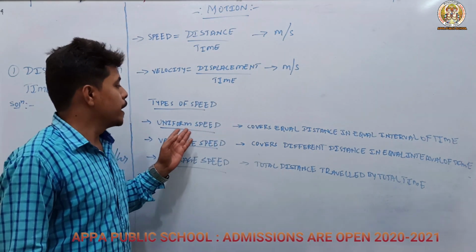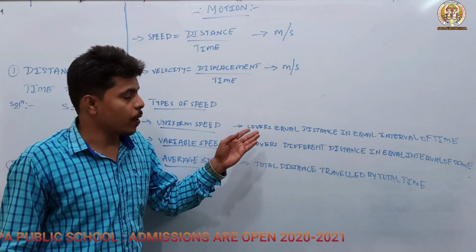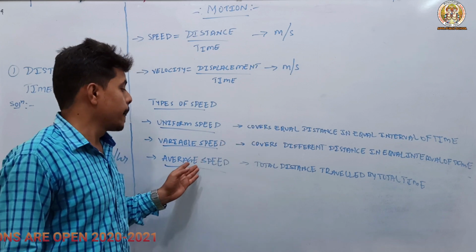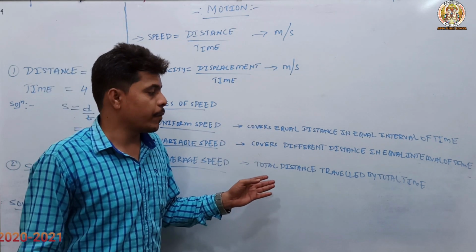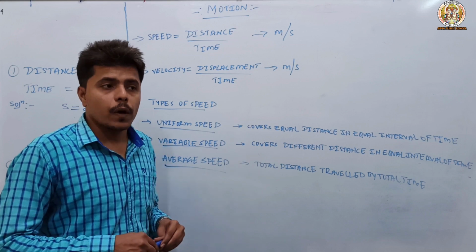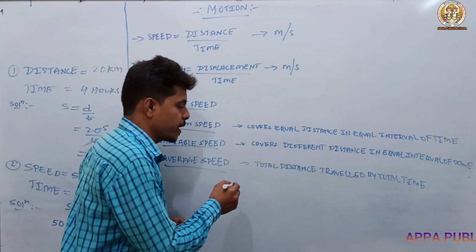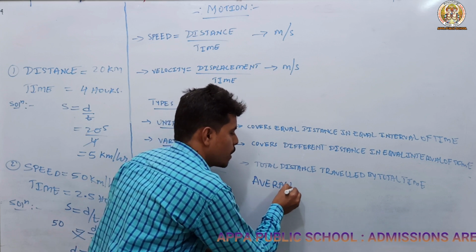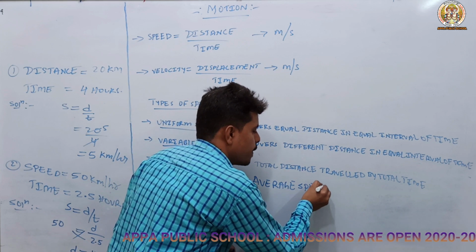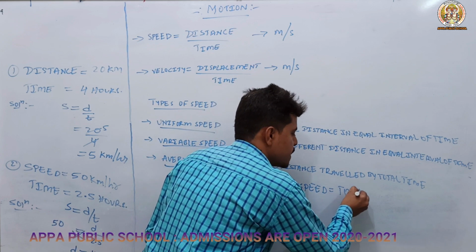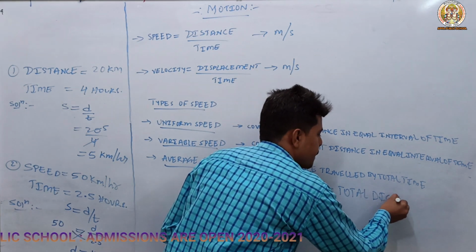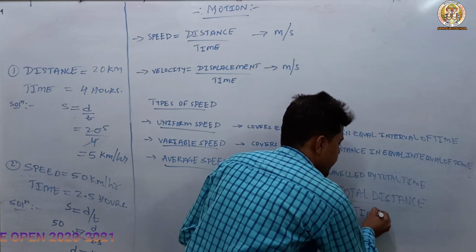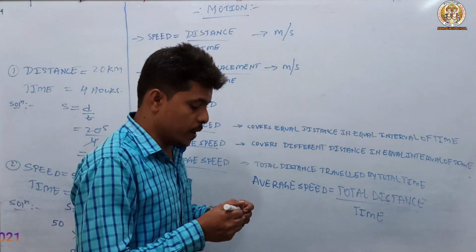Types of speed: uniform speed covers equal distance in equal intervals of time, variable speed covers different distances in equal intervals of time. Average speed is the total distance traveled divided by the total time taken. So here we can write the average speed definition: total distance traveled by total time taken. Okay, so two distances are given.